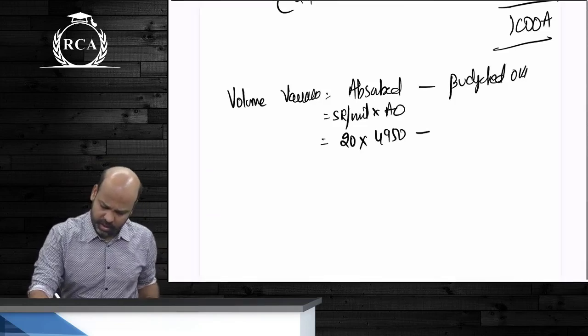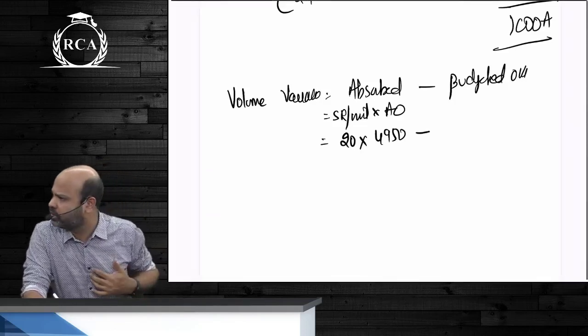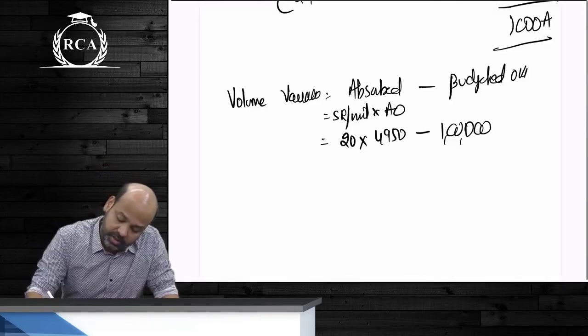Yes, I'm writing. Minus budget, how much was it? 1 lakh. So this will be 1,000 adverse.